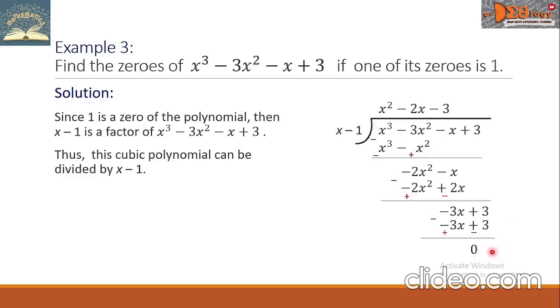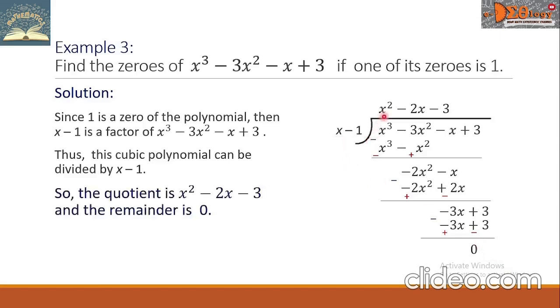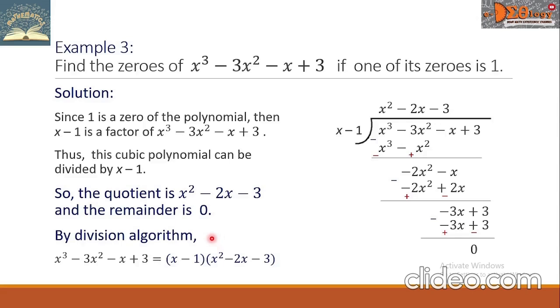From here we stop because this is already 0, or we say that the degree of the dividend is less than the degree of the divisor. So the quotient is x squared minus 2x minus 3. And the remainder is 0. Actually, no need to mention the remainder if it is 0. By division algorithm, we can write this x cubed minus 3x squared minus x plus 3 equals x minus 1 times the quantity x squared minus 2x minus 3.